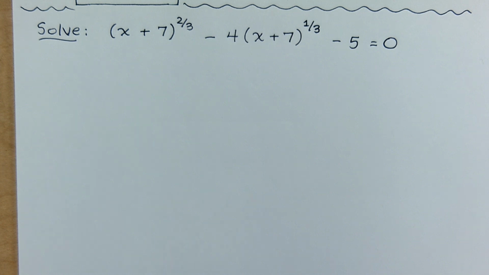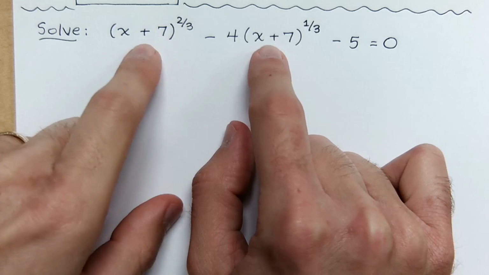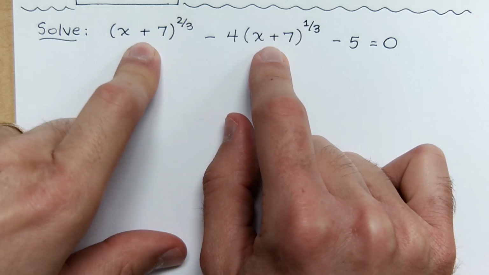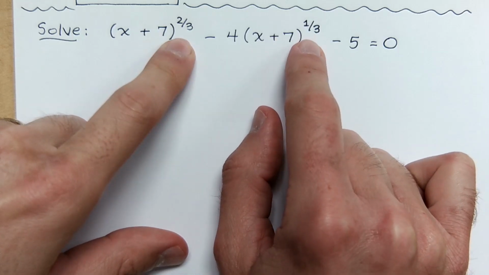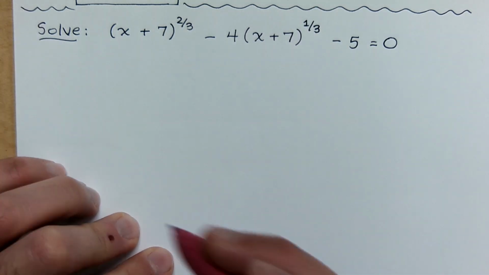So let's take a look at another equation that is quadratic in nature. It may be hard to see that it's quadratic in nature, but we do have a constant here. Notice how these guys are pretty much the same, right? x plus 7, but their powers are a little bit different. So what we're going to do is something called a u substitution.